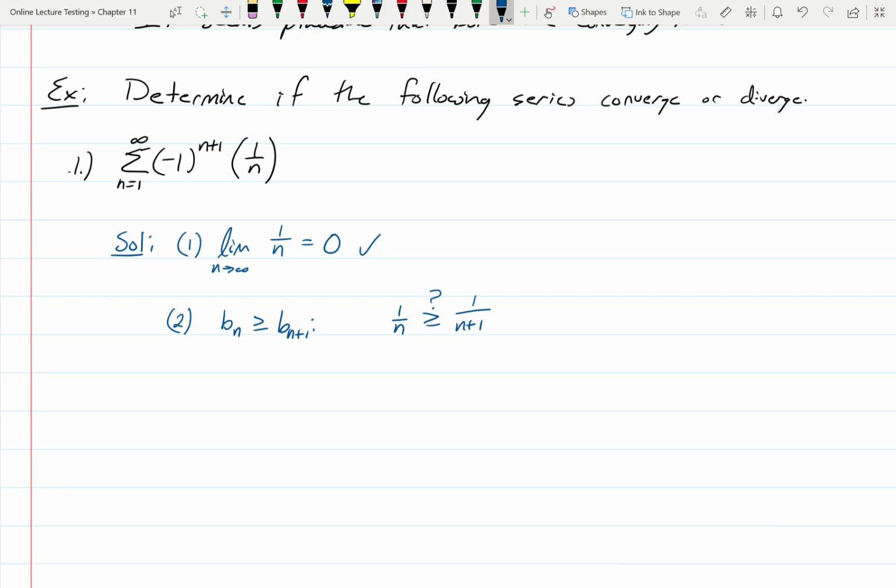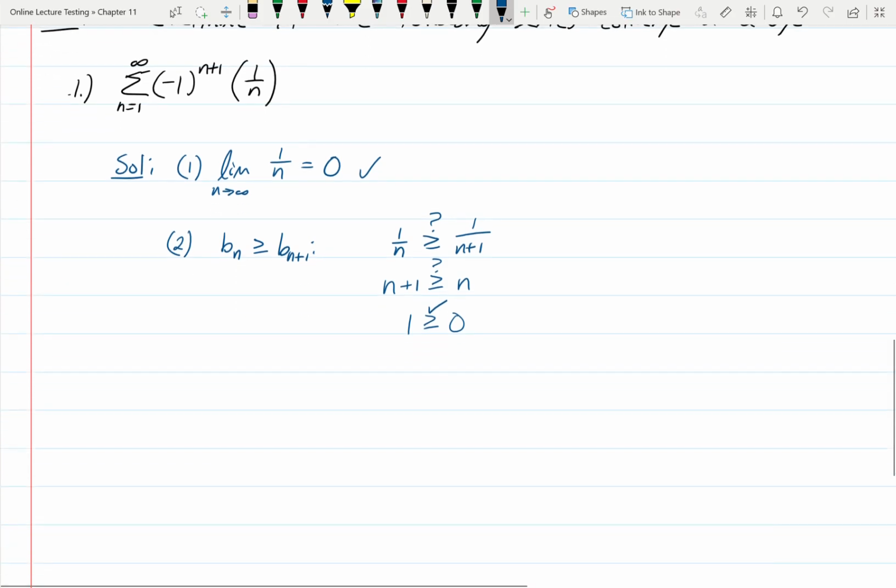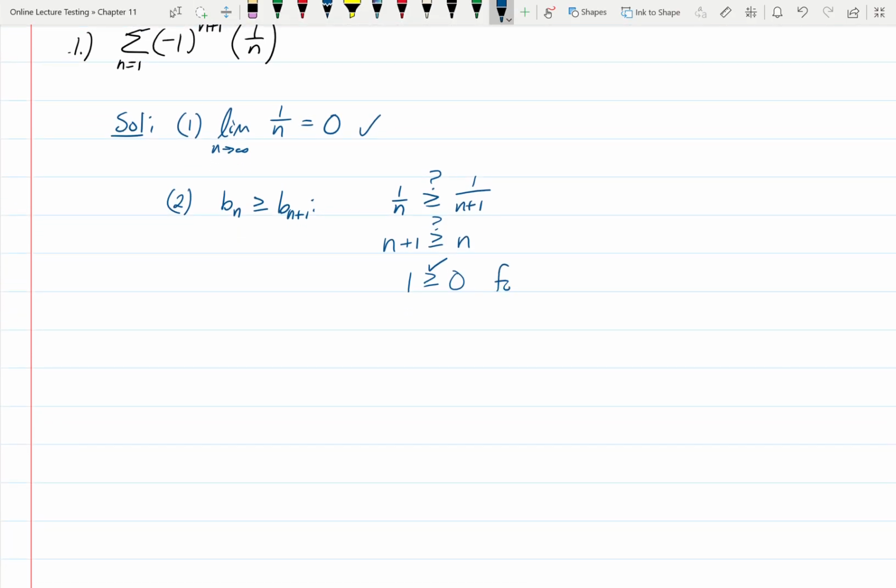And another way that we could do that is go ahead and cross multiply. So we have n plus 1 is greater than or equal to, and I'm going to put a question mark above it, n. Okay, is that true? Then yes, it is. But I'm going to go one step further and get a conclusion here. So I'm going to subtract n's from both sides. So I get, is 1 greater than or equal to 0? The answer is yes. So therefore, the series is decreasing. All right. And this is for all n values. Since we don't have an n value here, this is true for all n.